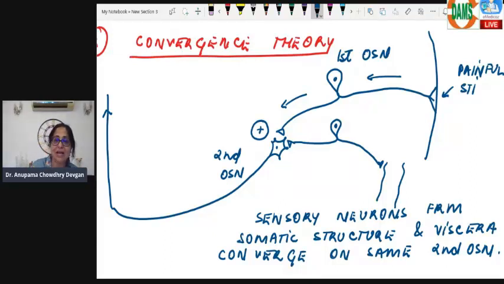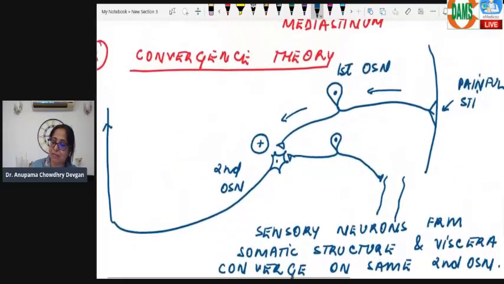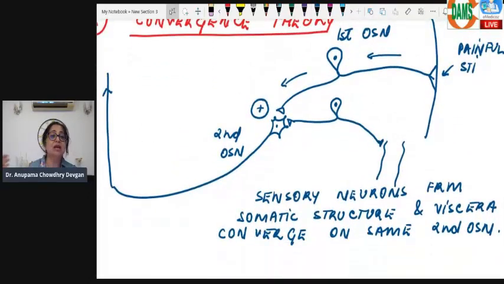So what happens is visceral pain then seems to arise from the somatic structure. Have you understood? Because they're both converging on the same second order sensory neuron. Therefore, the visceral pain is referred to the somatic structure. For example, intestinal pain is periumbilical, or diaphragmatic pain is felt at the tip of the shoulder. It could be convergence theory.